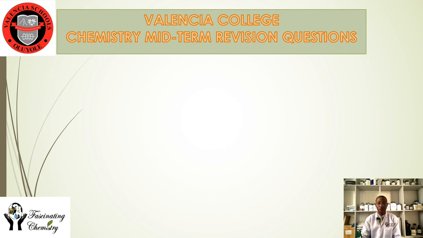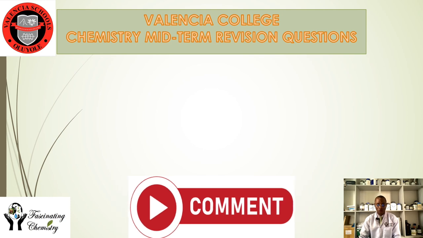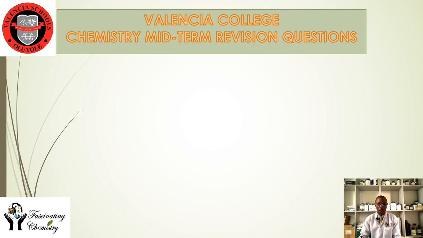Next question is to explain your pH scale. Remember, pH scale is just a scale that shows the concentration of hydrogen ion in a particular solution, which ranges from 0 to 14. And at the middle point is where you have 7. This is your pH scale.